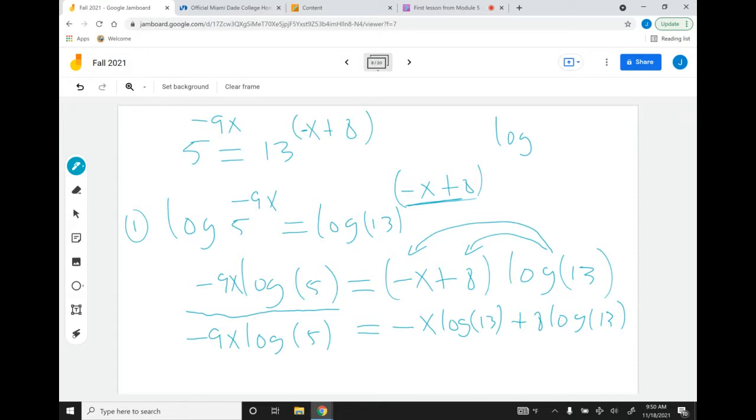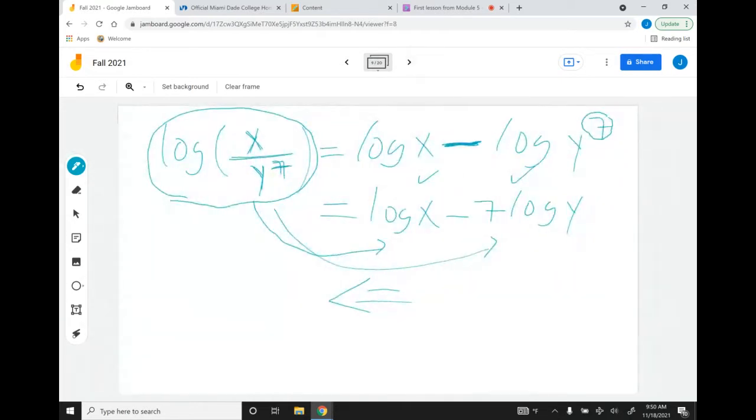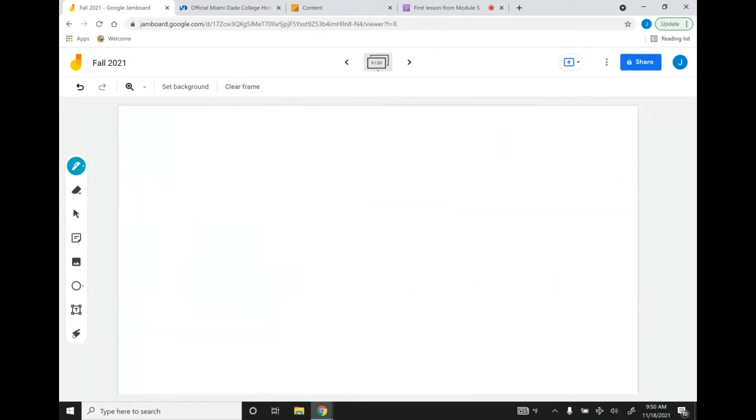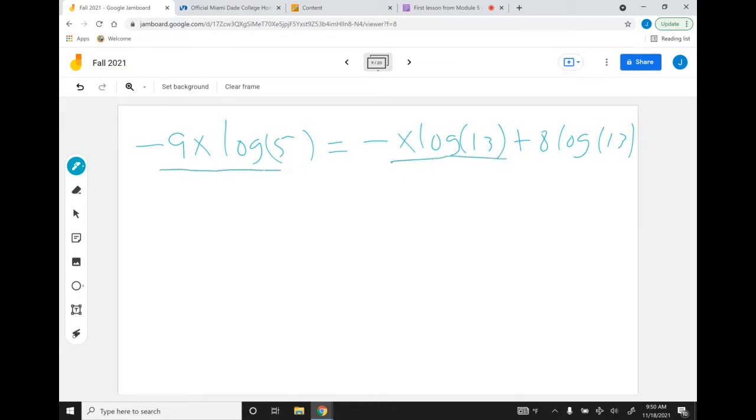Now we're going to rewrite exactly the same thing on the other side because I need room. So what is it? I have negative 9x log of 5. I'm just rewriting it. Equals negative x log of 13 plus 8 log of 13. So this term and this term contain the x. So I'm going to group them on one side.